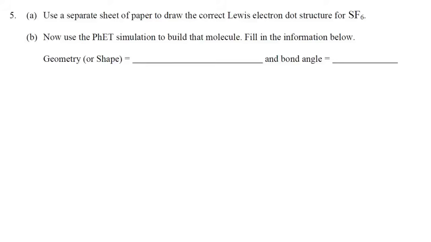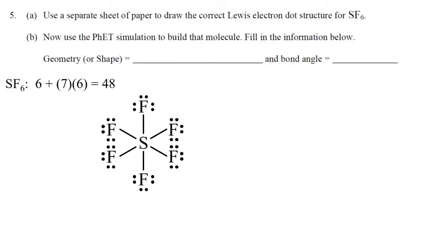So to count the total number of valence electrons, it would be 6 for sulfur plus 7 for fluorine times 6. And that's a total of 48 valence electrons. This is another example of a hypervalent molecule in which the central atom has more than an octet. So put the sulfur in the middle, and we have a total of 6 single bonds to that sulfur atom.